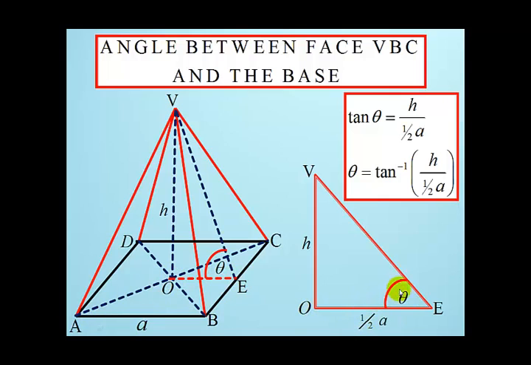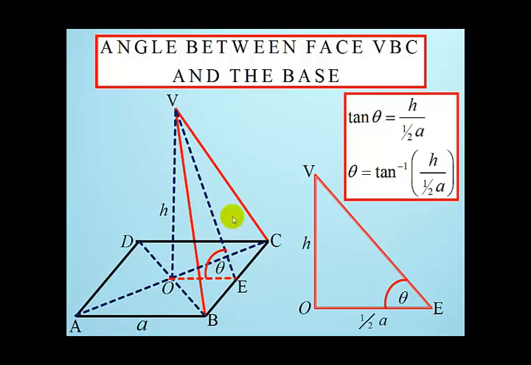Now, when we consider the right angle triangle VOE, we can see that H is opposite to the angle theta and half A is adjacent. So we use the ratio tan theta. And tan theta is equal to opposite, that is H, divided by the adjacent, that is half A. So if you want to find theta, we take tan inverse of both sides. And so we have theta on the left hand side is equal to tan inverse of H over half A. So if the height is known and A is also known, it means that we can find the angle between the face VBC and the base. That is the angle theta.